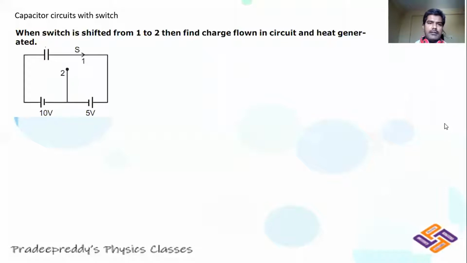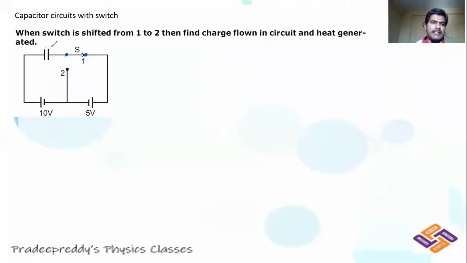Students, we have one problem. In this problem, there is a capacitor connected with batteries. Initially, switch S1 is closed. Here is the switch, this is point 1, and this is switch S. S acts as a switch. Initially the switch is connected to 1.